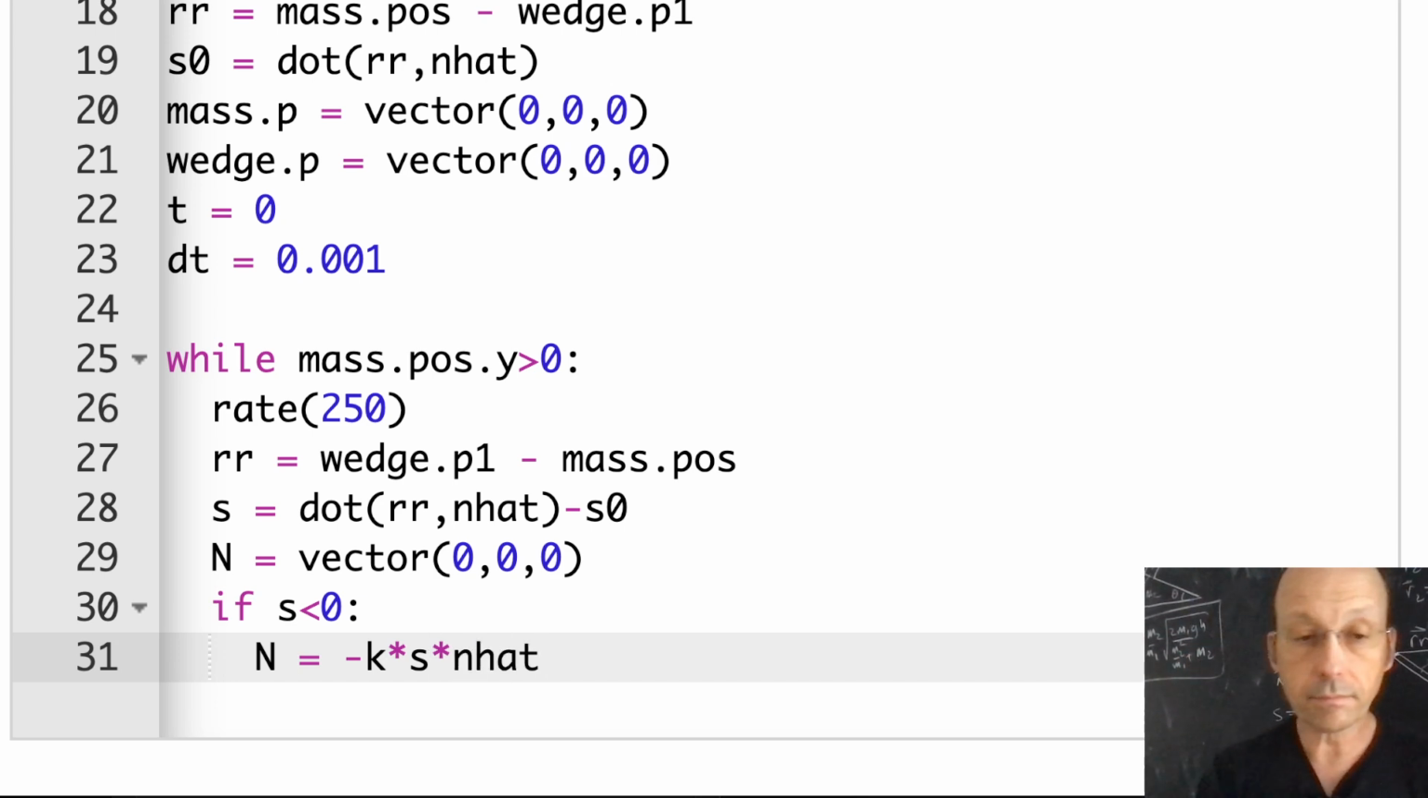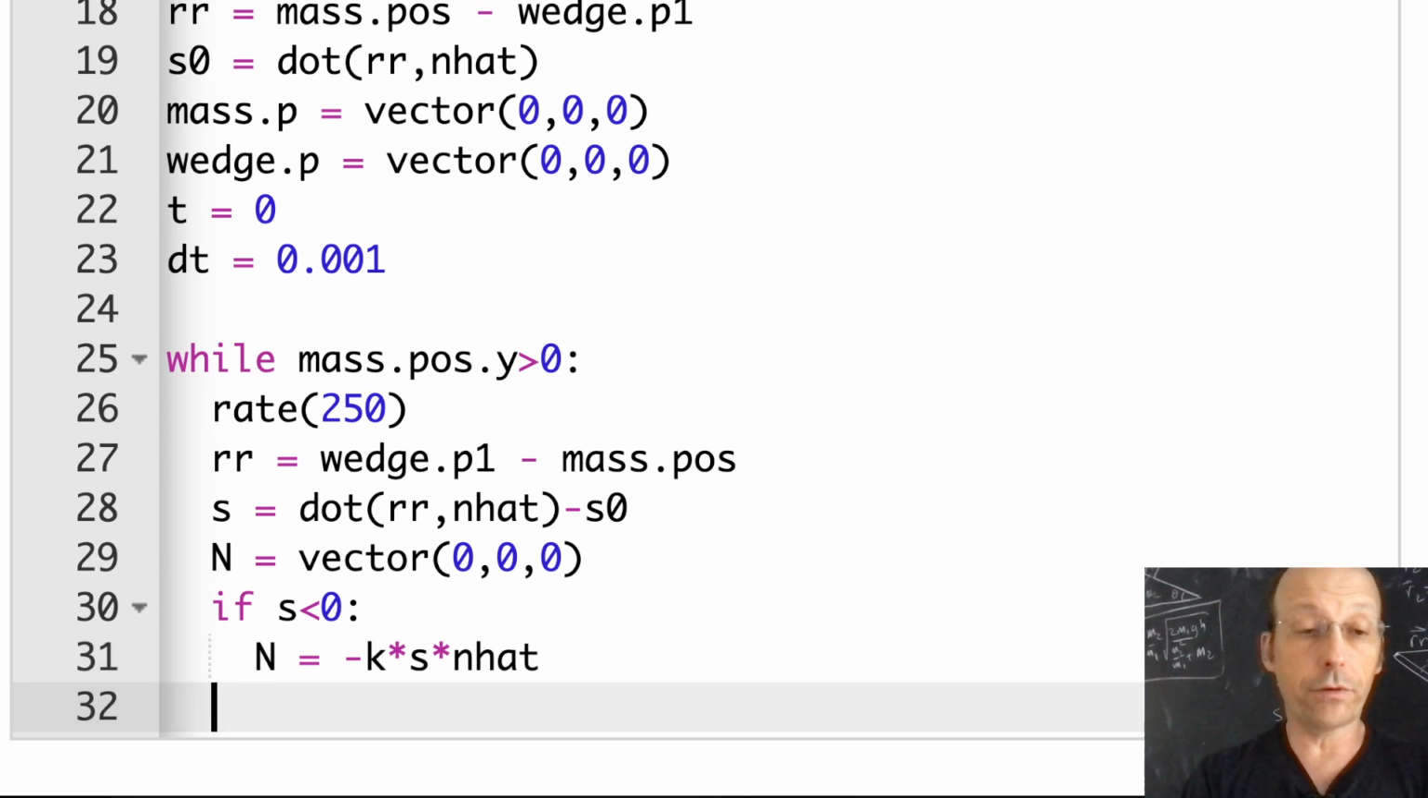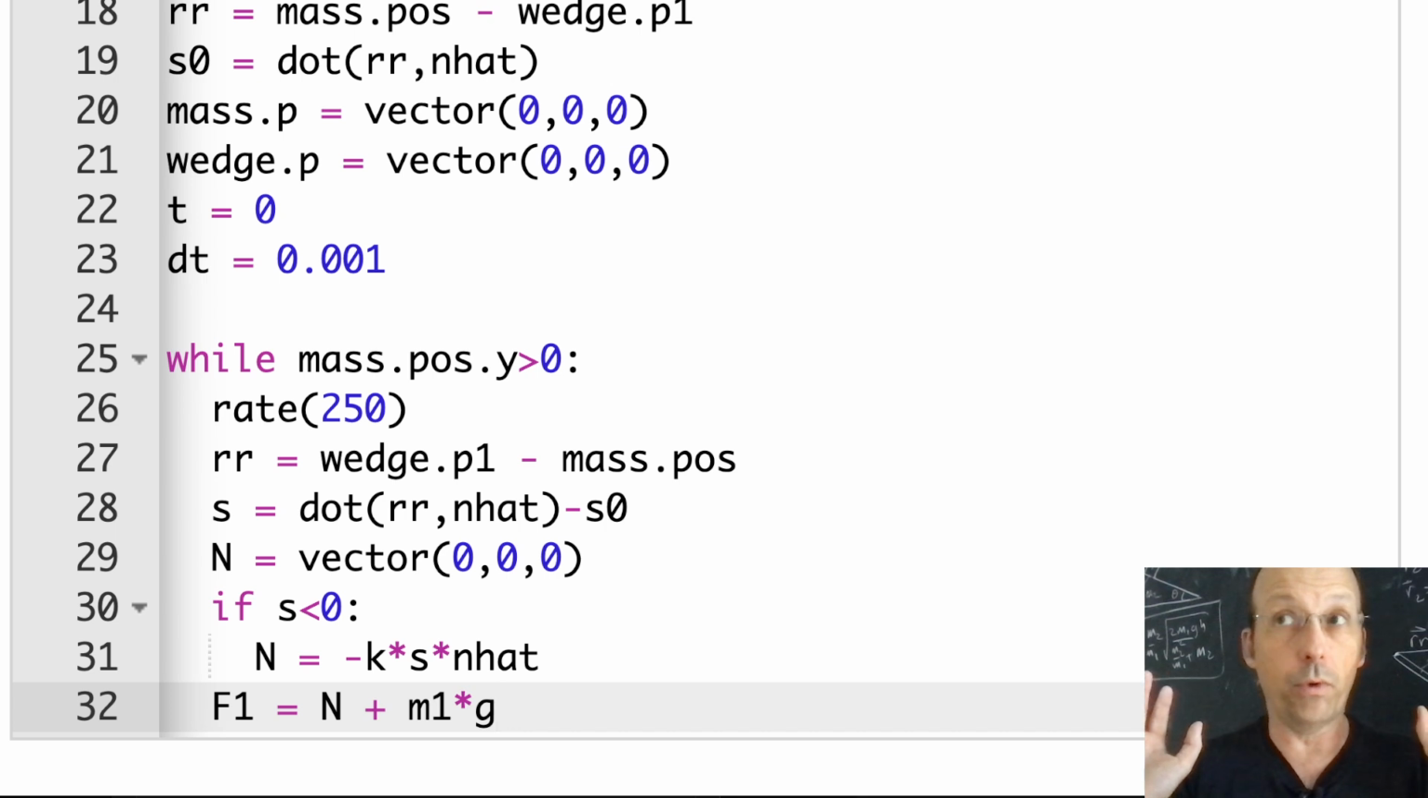Yep. Now I can calculate the force on F1, on mass 1. So F1 is going to be N, whatever that force is, plus M1 times G. I'm not going to calculate the forces on the wedge yet. I'm just going to model the motion of the block. I did this before, but I want to make sure things are working.